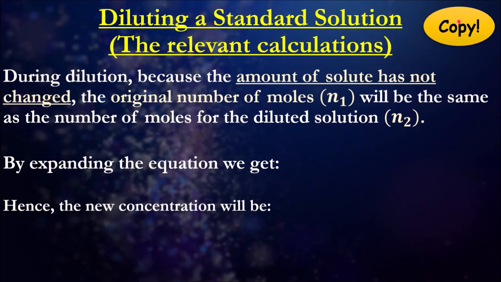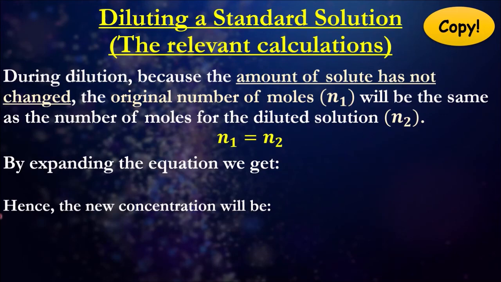Okay, so the relevant calculations in working out how to dilute a standard solution. We know that the amount of solute has not changed. So N1 of where we were starting will still be the same as N2. So N1 is the original standard solution. N2 is the solution that we've diluted. These two N's stay the same. Okay? So that's what we want to say. N1 is equal to N2.